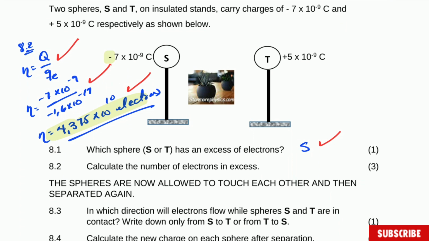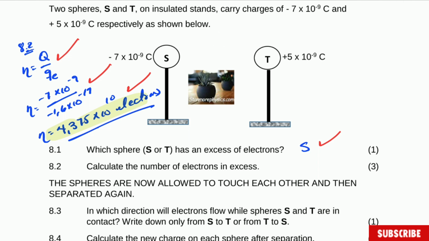The spheres are now allowed to touch each other and then separated. In which direction will electrons flow while spheres S and T are in contact? Write down only from S to T or T to S. Guys, S has more electrons than T. It is more negative. So the electrons will be transferred from S to T.